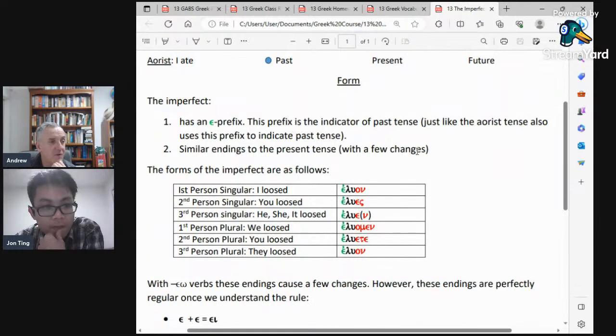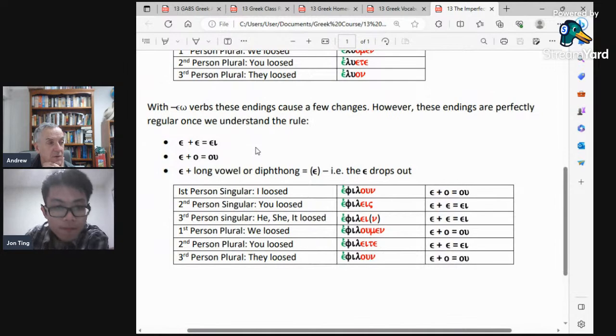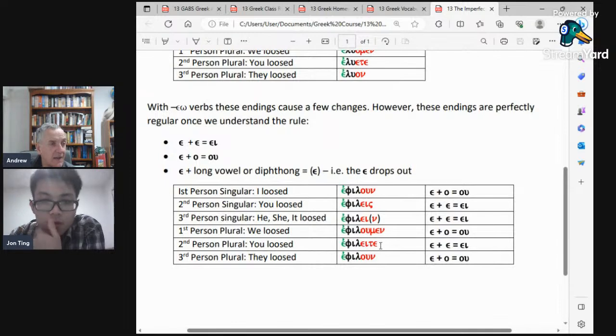Now with the EW verbs, the EW ending forces a little change here or there. So the rules for the EW verbs are that if you have two E's, it forces an EI, and we can see this with the second person singular and the third person singular and the second person plural. Epsilon plus an E in the ending causes the vowels to change to EI. And then the E plus O forces three of the forms to turn into OU endings: efilun, efilumen, and efilun at the end.